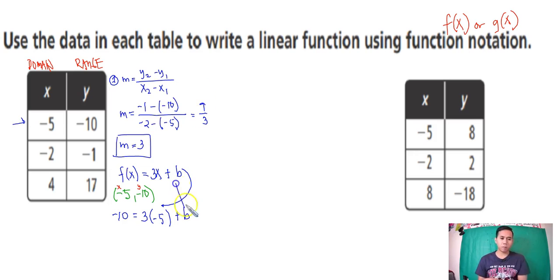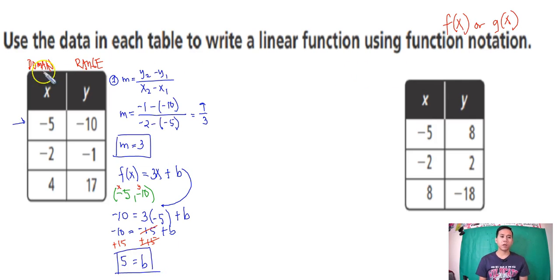Thus, what we will be doing is, this is 15, all right? So -10 is equal to -15 plus b. So I'm going to add 15 to both sides. Add 15. This one will be cancelled. So the value of b now is equal to 5.